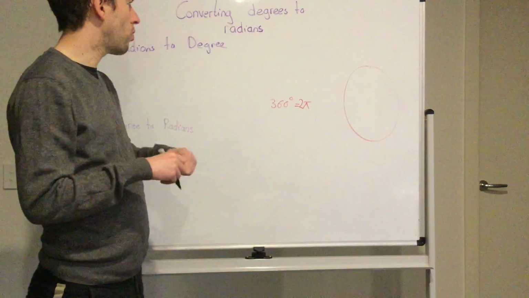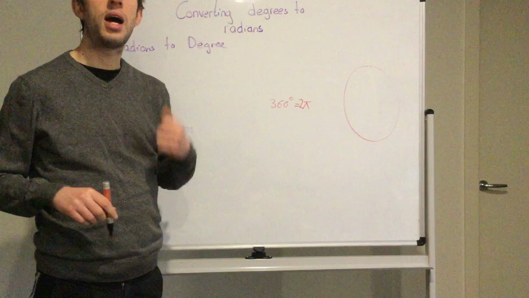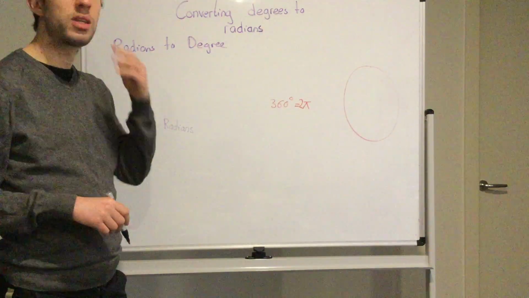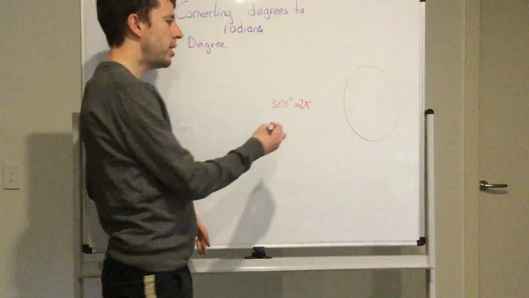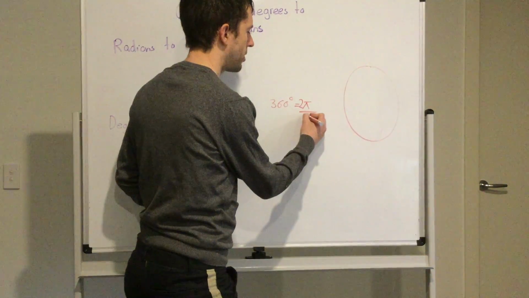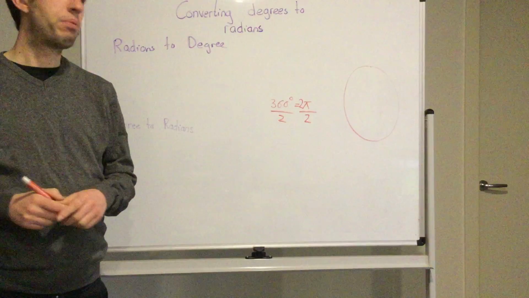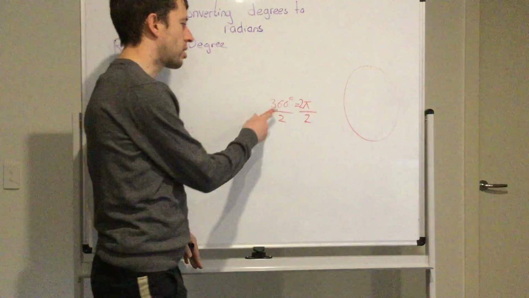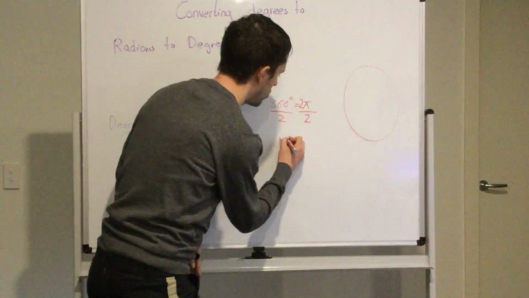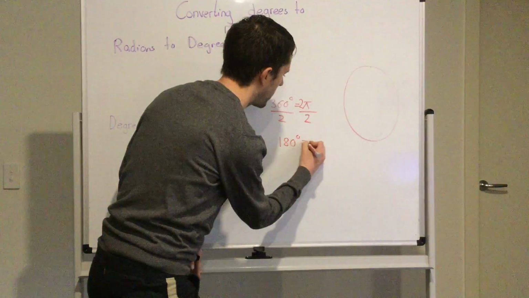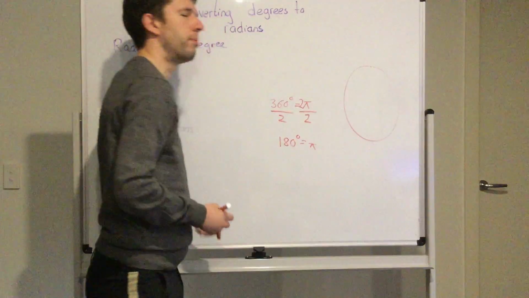Before I use this, I'm just going to simplify this and get pi by itself. So I'm going to divide both sides by 2. If I divide both sides by 2, that means 360 divided by 2 is 180 degrees, and it equals pi.